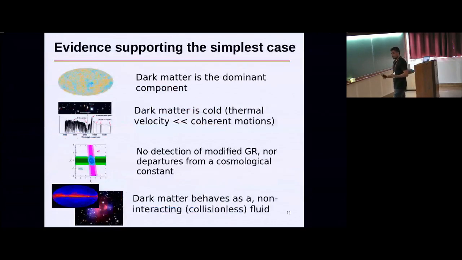Right, so why is this a good approximation? We have evidence for that from a different set of observables. The first one is that dark matter is the dominant component in the universe, the dominant gravitating component. Several observations tell us that it is roughly 80% of the amount of mass in the universe. And dark matter should interact only gravitationally.